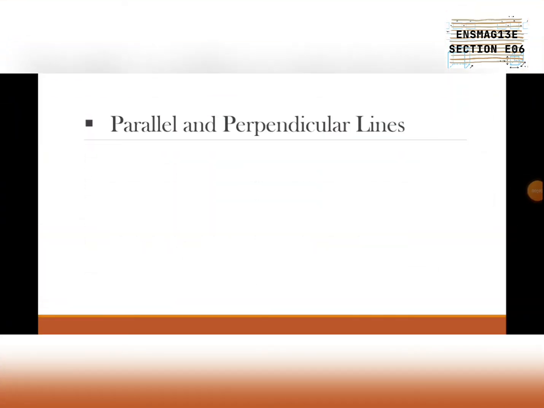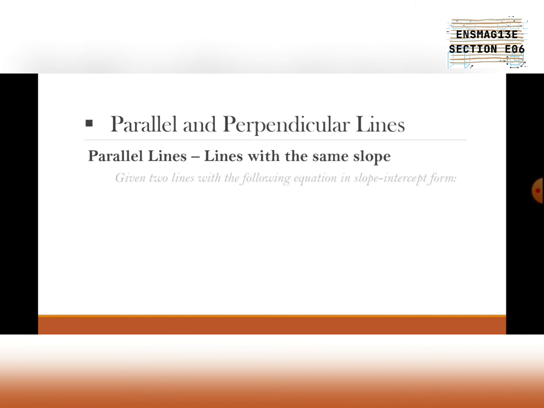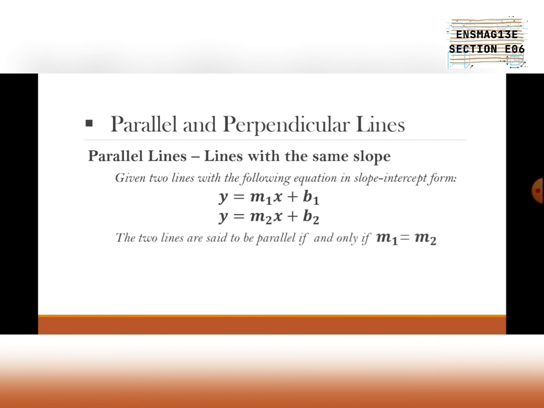Parallel and perpendicular lines. Parallel lines are lines with the same slope. Given two lines with the following equations in slope-intercept form, y is equal to m sub 1 times x plus b sub 1, and y is equal to m sub 2 times x plus b sub 2, the two lines are said to be parallel if and only if slope 1 is equal to slope 2.